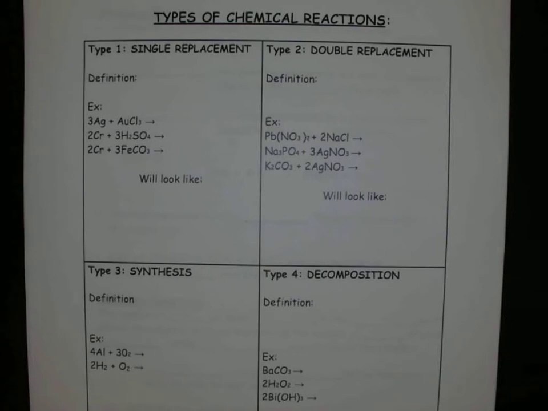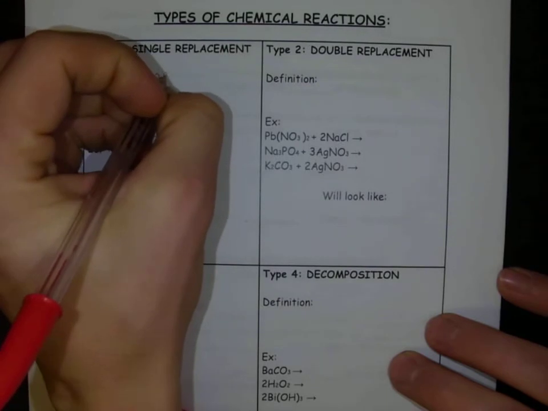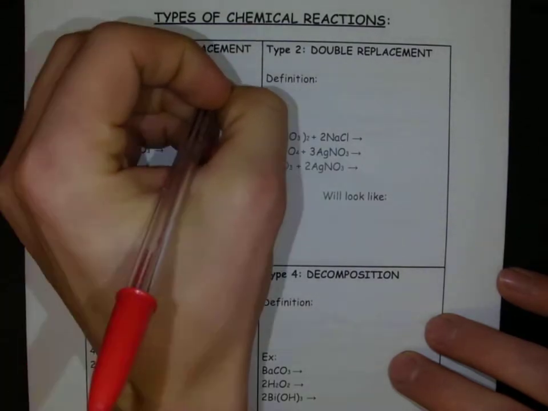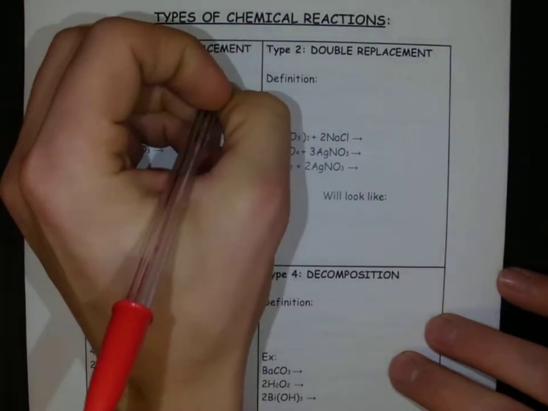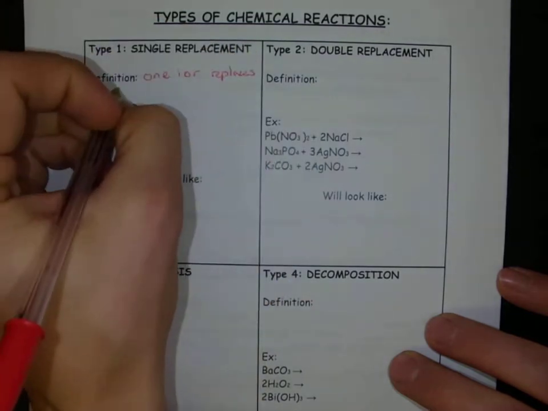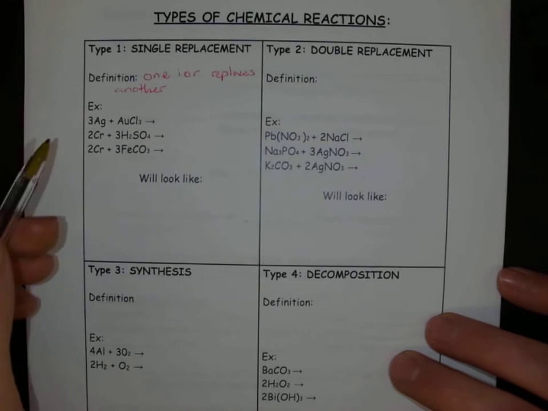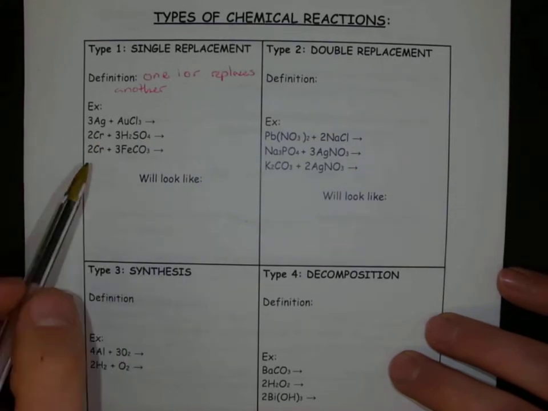So our types of chemical reactions, hopefully we watched the Flintstones video. The Flintstones video really explains what some of these reactions are. So our single replacement reactions, basically one ion replaces another. Okay, so we've got a few examples here. Let's go through some of these.